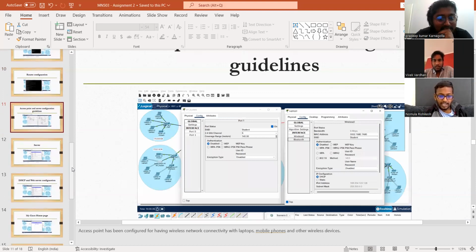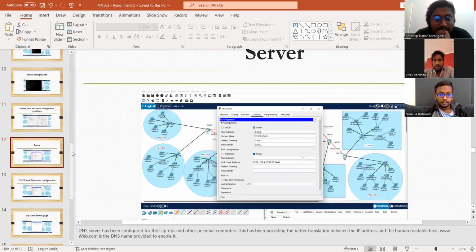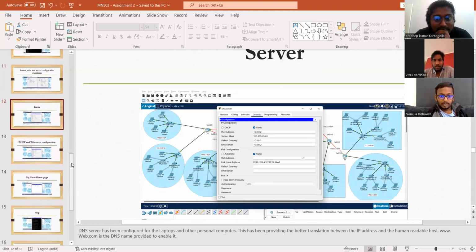These are the guidelines. Access points have been configured for wireless network connectivity with laptops, mobile phones, and other network devices. Next one. This is the server.